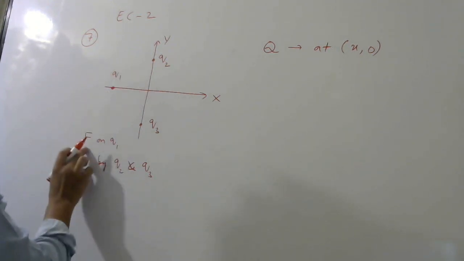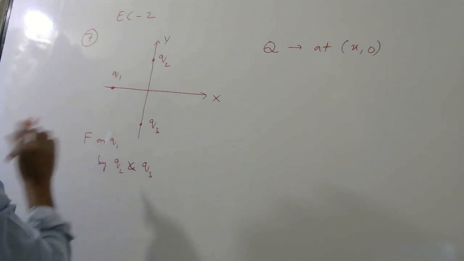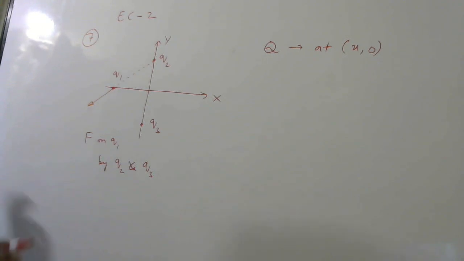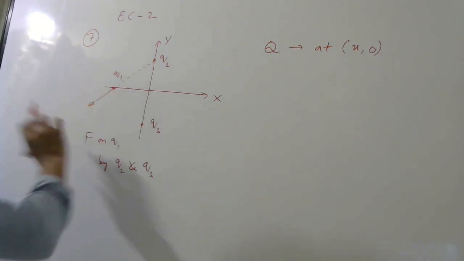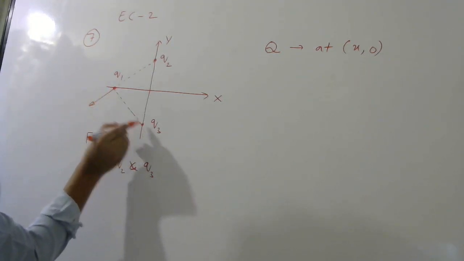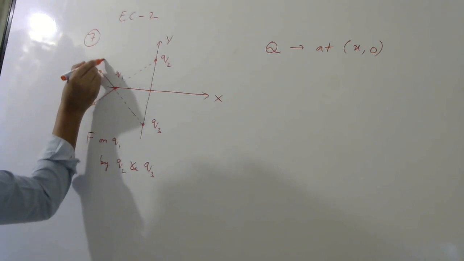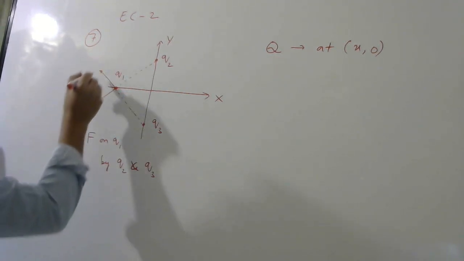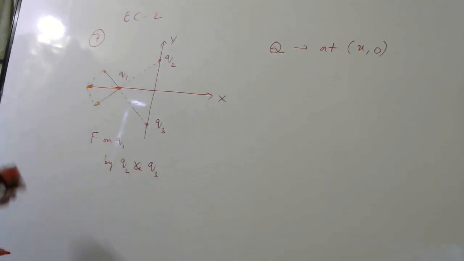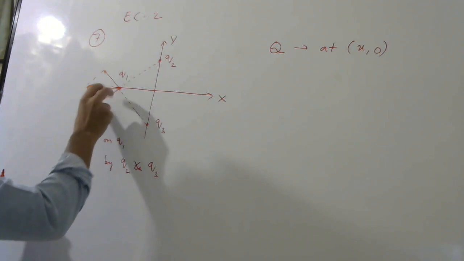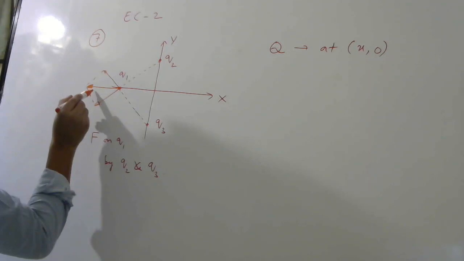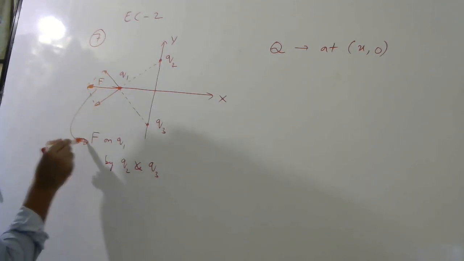You know that this is the force on q1 by q2 and q3, right? So q2 will exert a force like this, along the line joining the charges, and it will be repulsive. Similarly, q3 will also exert a repulsive force on q1. And the resultant of these two will be along this direction. Of course, we are assuming that the magnitudes of this and this are the same. So here there will be a force F which they have given.